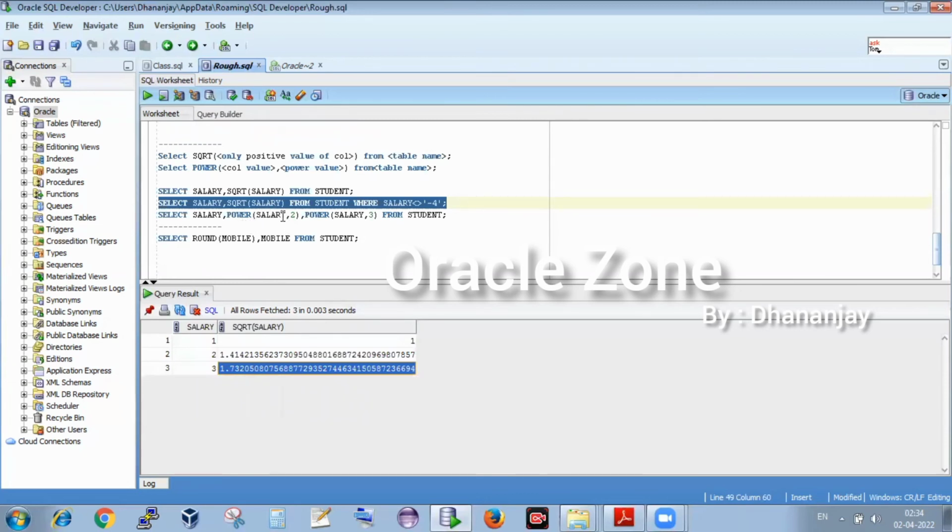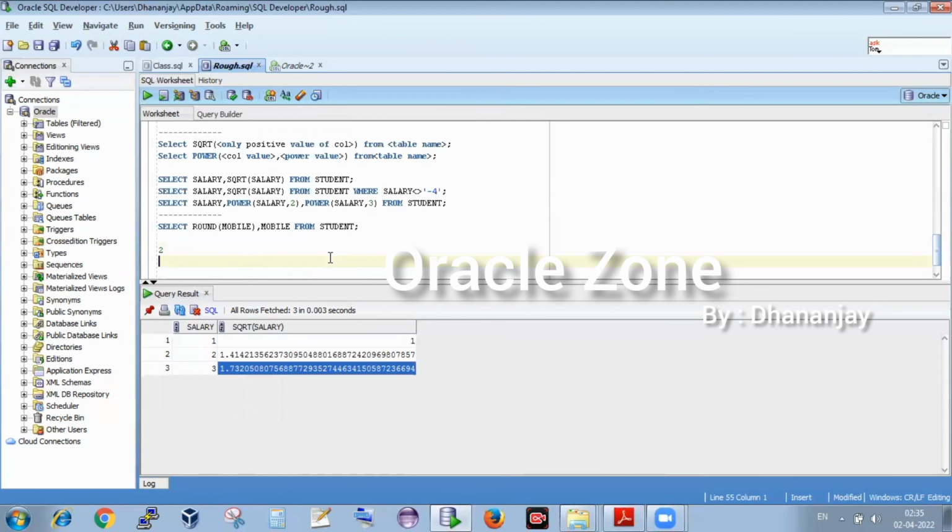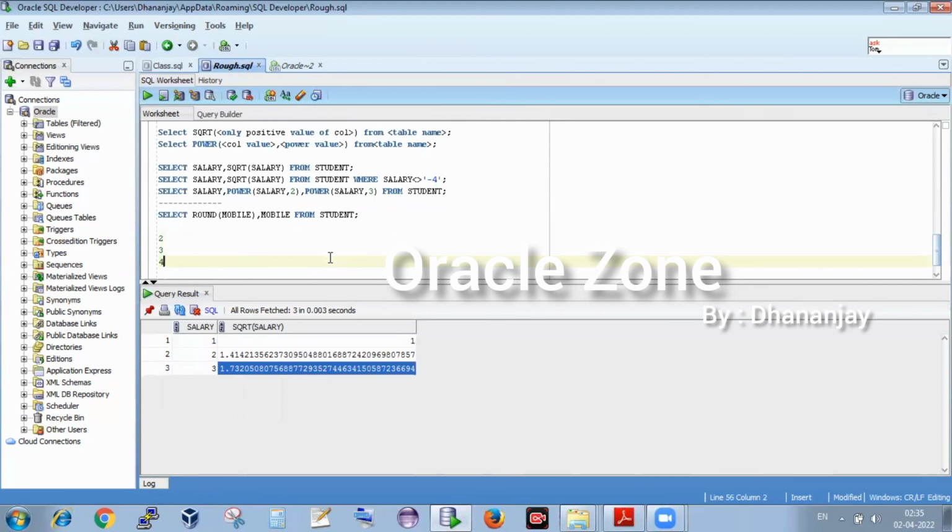Now similarly we can go with the power. Power means 2 to the power 2, 3 to the power 2, 4 to the power 2. 2 to the power 2, what should be there? 2 into 2, that should be 4. 3 to the power 2 means 3 into 3. What should be there? 9. 4 to the power 2 means what? 4 into 4. It should be 16. Right. This is the concept of the power.